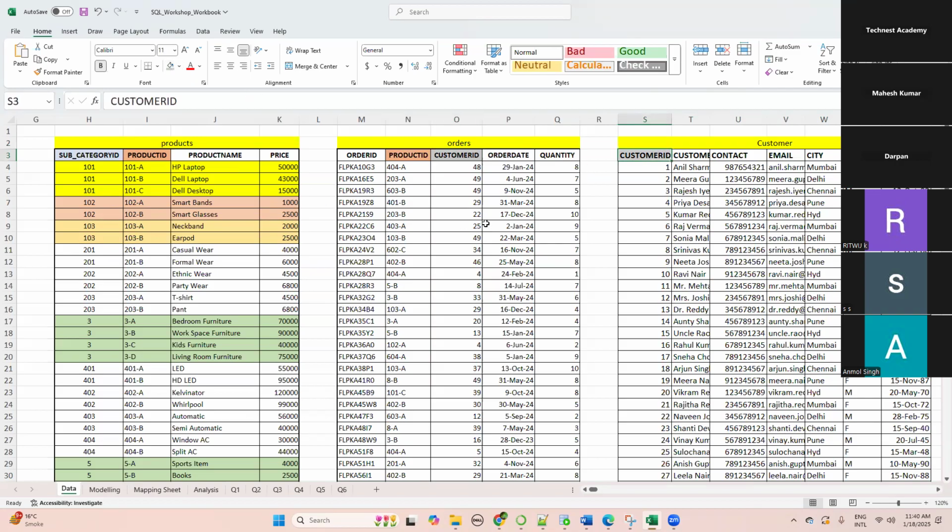Okay, but if you analyze the entire query, the underlying concept is the same, only what we have discussed in our SQL class. The concept is the same, right?